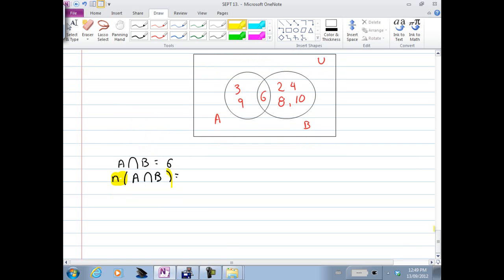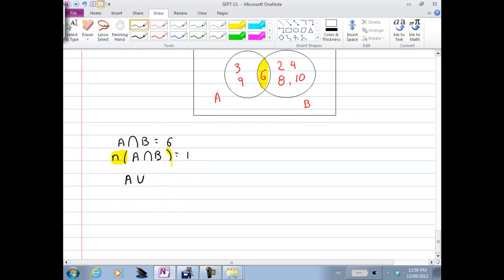Related question. Okay, so I look at this one. A and B intersect means, where do the two circles share? Would you agree the two circles share at 6? So A intersect B equals 6. Now this means it's not asking you for what it is, it's asking you for how many. The answer is now 1. I'm going to ask you the next thing.